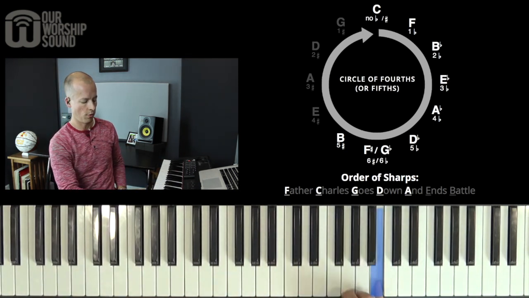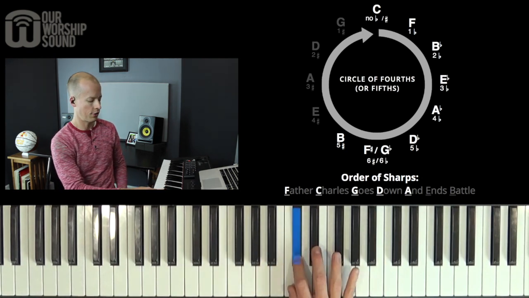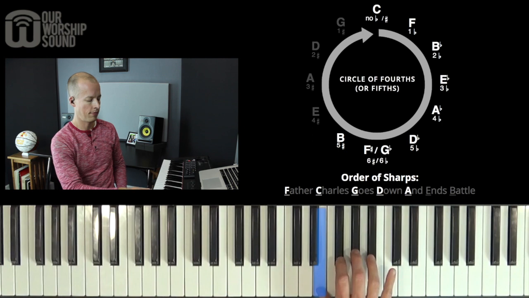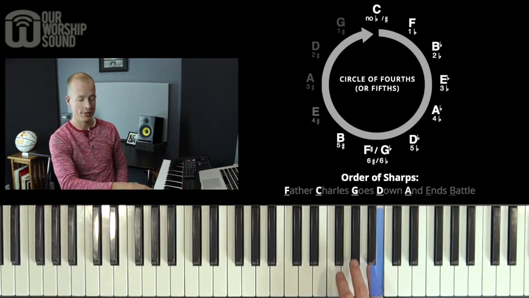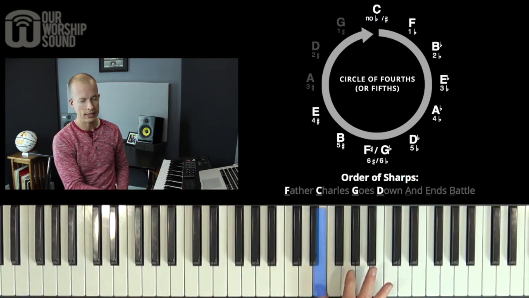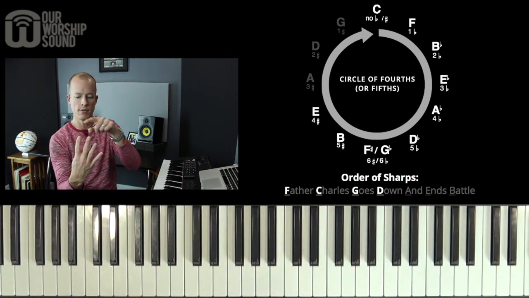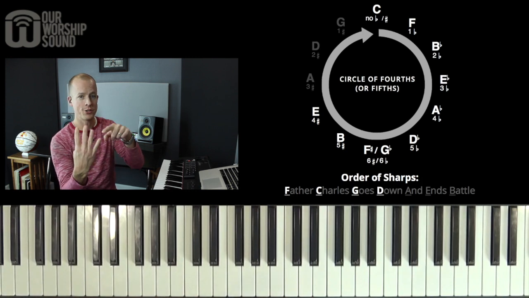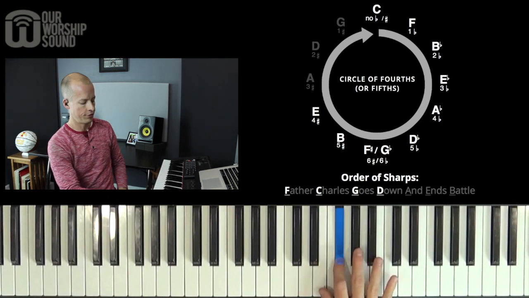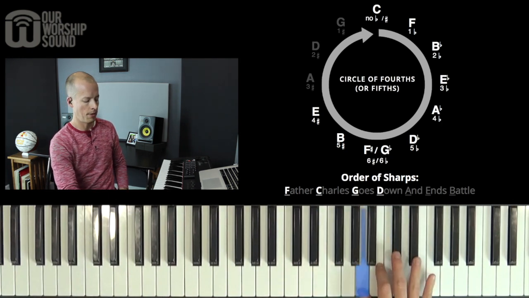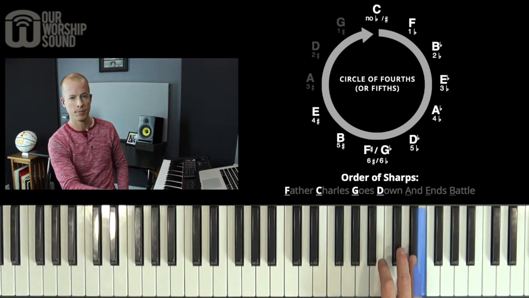1, 2, 3, 4. On B, our B scale is B, C sharp, D sharp, E, F sharp, G sharp, A sharp, B. Our next scale starts on E, and we're down to 4 sharps. Father Charles Goes Down, F sharp, C sharp, G sharp, D sharp. We have E, F sharp, G sharp, A, B, C sharp, D sharp, E.